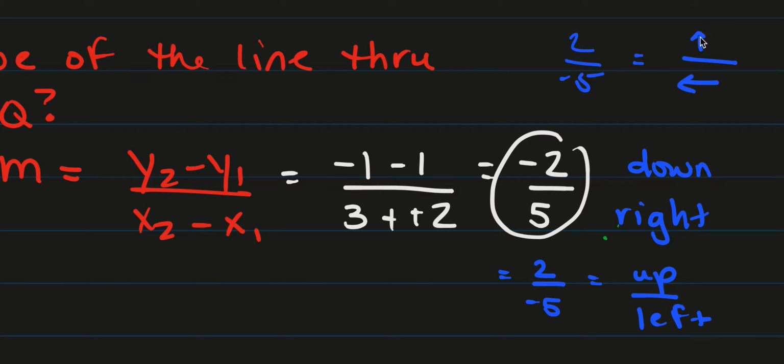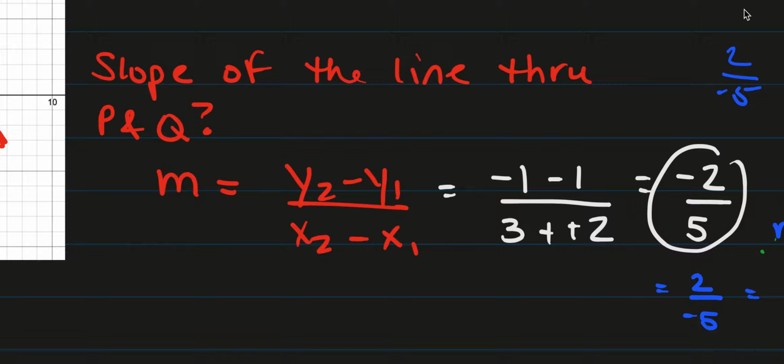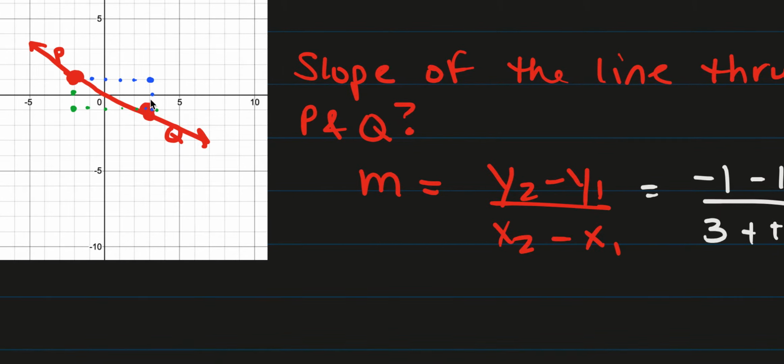So you could think of up and down as being the numerator and left and right as the denominator. And if it's positive, it's up. And if it's positive on the denominator, it's also this direction to the right. If it's negative on the numerator, it's down. And if it's negative in the denominator, it's to the left. Okay? So here I said we can go up and to the left. So that's what you did from Q. You go up 2 and to the left 5.